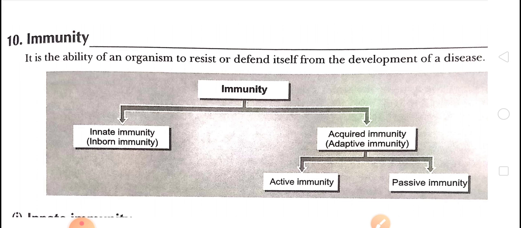Children, today we are going to start a very important and interesting topic, that is immunity. Immunity is the ability of an organism to defend itself from the development of disease. Nowadays we are habituated to hearing the term immunity because everybody wants to increase their immunity. If our immunity increases, then we can protect ourselves from the coronavirus COVID-19.